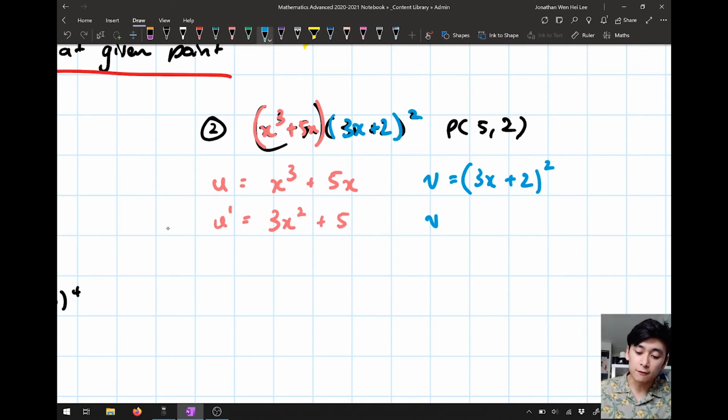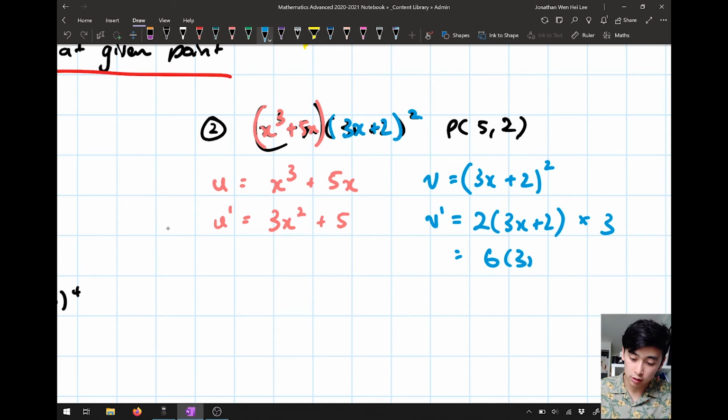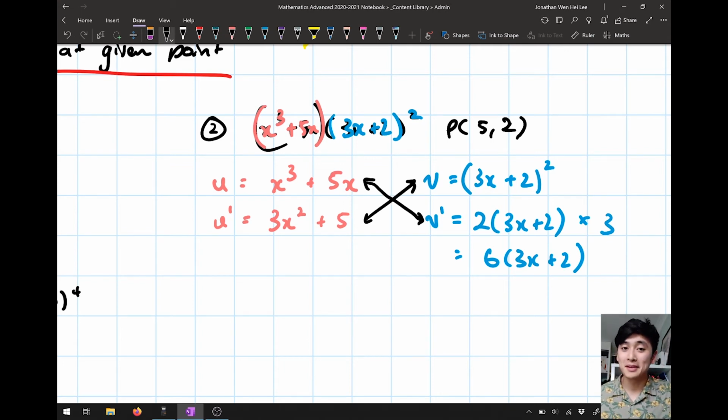Second one, because it is a function within a function, we need to use the chain rule. So we're going to differentiate the outside of the function. I'll bring down the 2, (3x + 2) to the power, that's to the power 1 now, times the derivative of the inside, which is just 3, which gives me 6(3x + 2). Okay, with our product rule, we're going to connect our opposites and then multiply them together and then add.